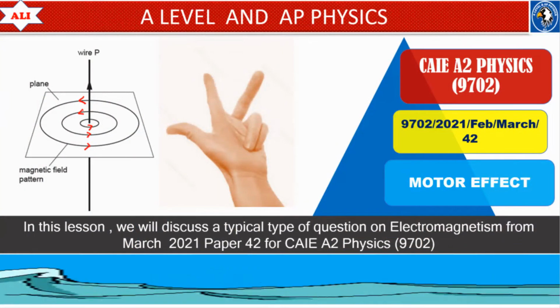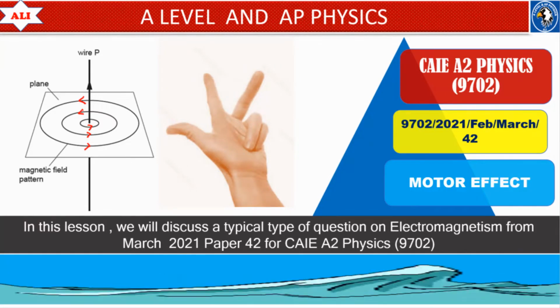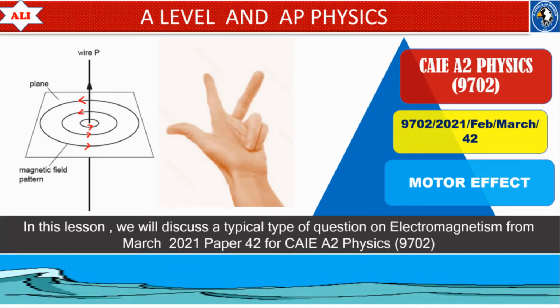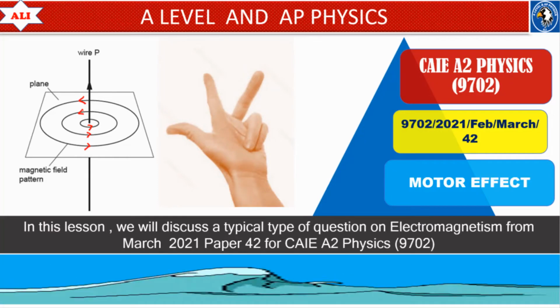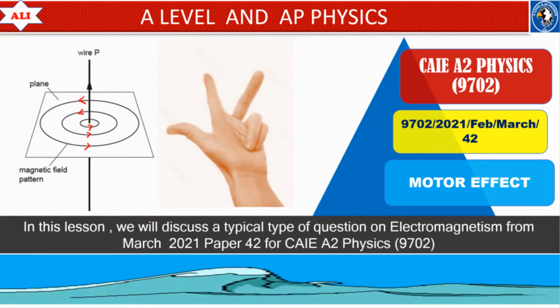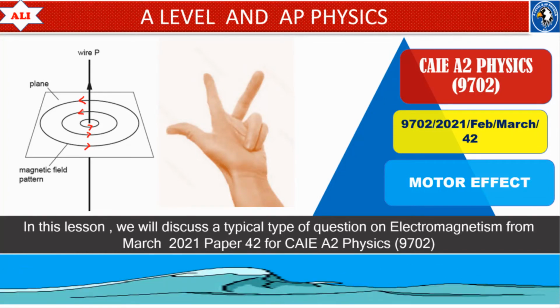In today's lesson, we will discuss a typical type of question on electromagnetism from March 2021, Paper 4, Variant 2. In this question, we will discuss how to use the right-hand grip rule and Fleming's left-hand rule. We will also discuss the forces between two wires if current flows in the same direction in both wires. So we will compare the magnitude of the force between two wires and also the direction of the forces. These points are very important to understand the motor effect and electromagnetism.